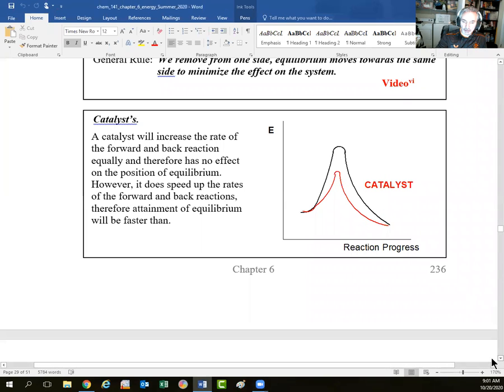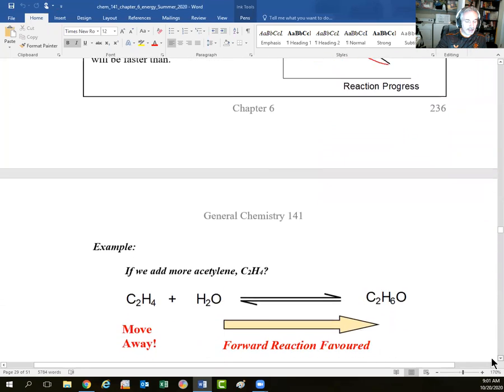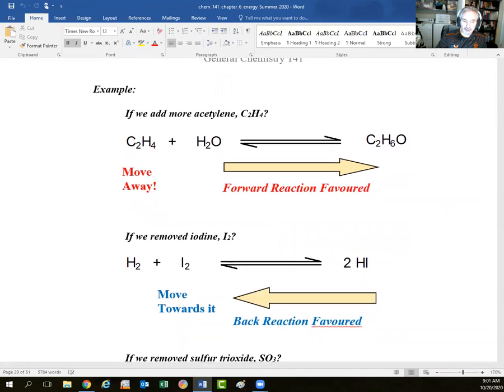Okay, let's see what else we have to do. Anything? Oh, a couple examples to finish off.